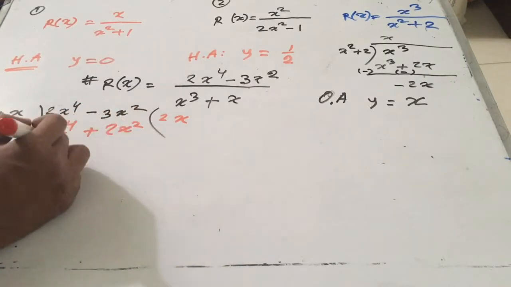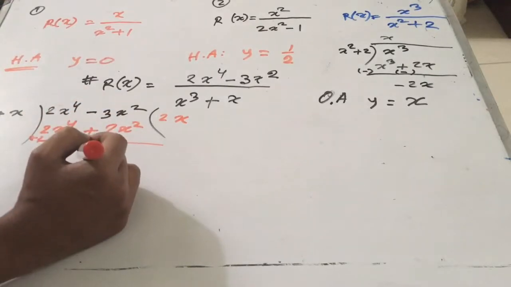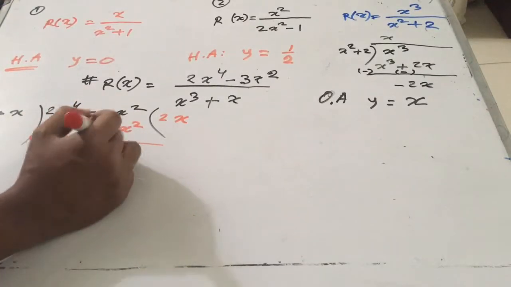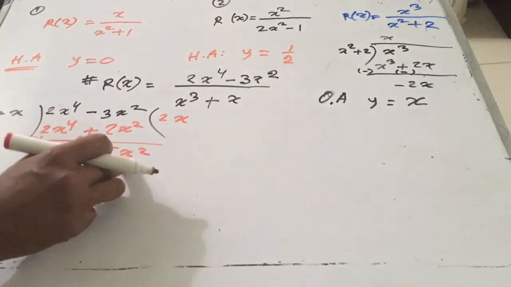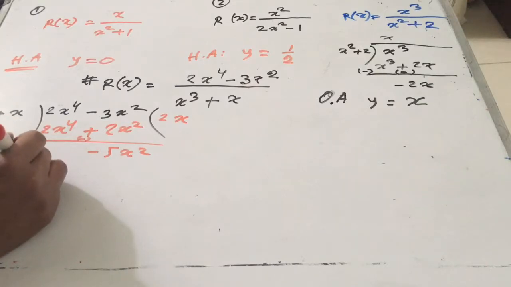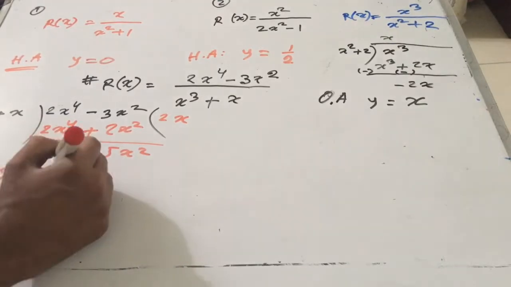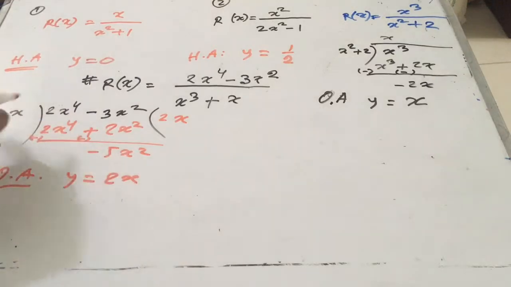So this is minus, so minus minus plus, and this will become minus 5x squared, and the power is less here, so we have to stop here, and the answer comes the same. And still the oblique asymptote for this question is y equals twice x, because this power is less, so we cannot do any more calculation.